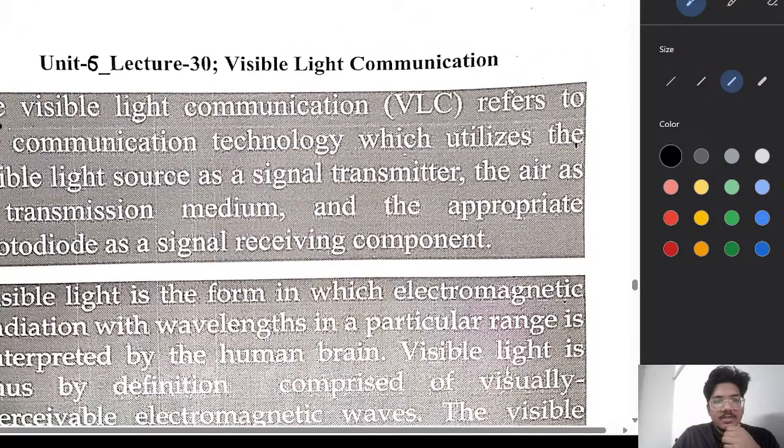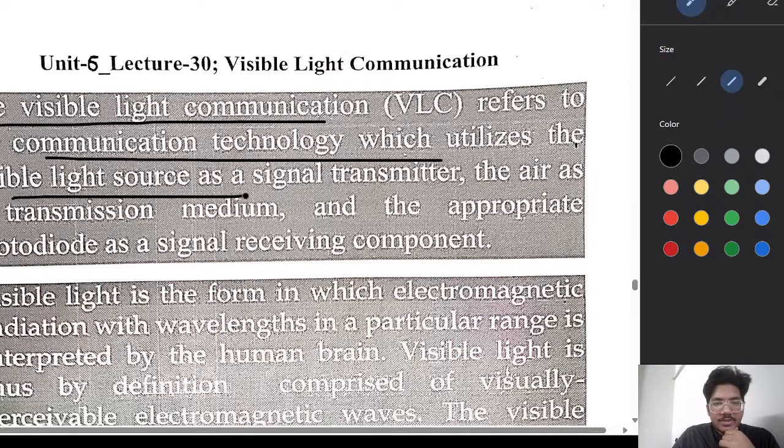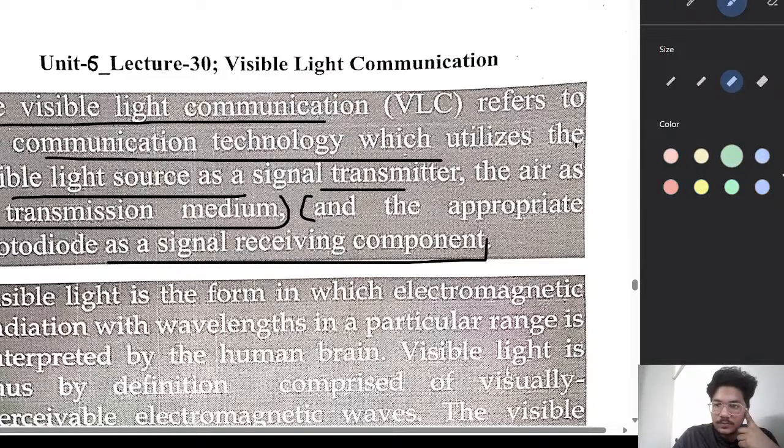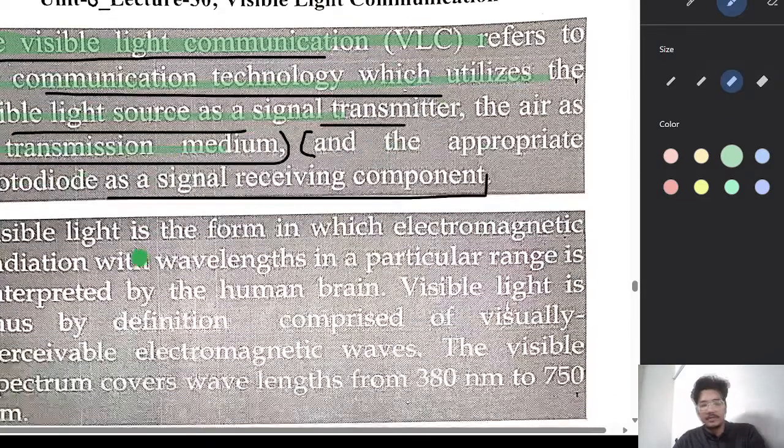visible light communication. Visible light communication refers to the communication technology which utilizes visible light as a signal transmitter and air as a transmission medium, and an appropriate photodiode as a signal receiver component.